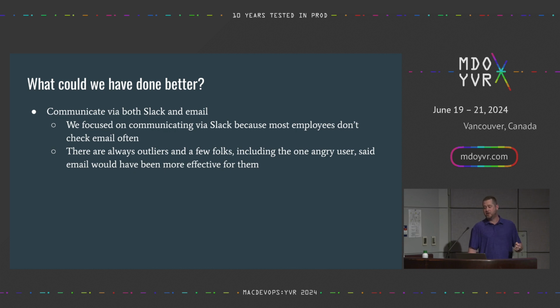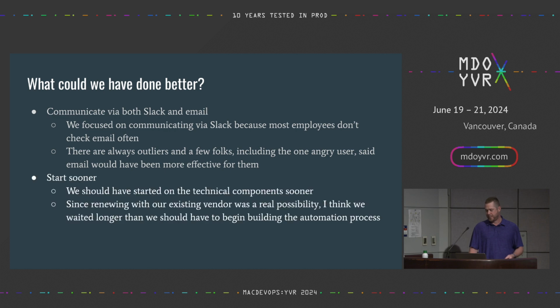So what we could have done better is, we focused a lot on communicating only via Slack, because that's pretty much the majority of where users get their stuff. Most people at DoorDash don't check their email. But we did hear from some employees who said, I get too many notifications in Slack. If you would have emailed me, I would have seen it. And so we should have tried harder to meet users where they are instead of just assuming we knew the best way to contact them.